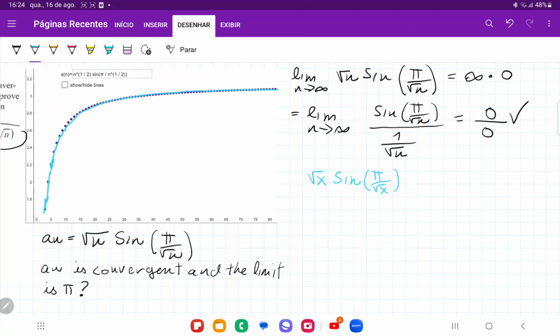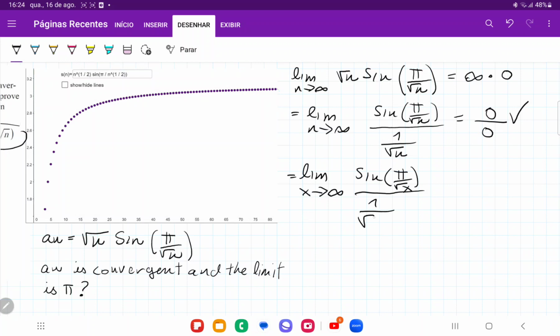So we can see here that if we express this as a function, the limit is going to be the same, right? Because it's going to the same place. The function and the sequence have the same behavior, except that the sequence is made of dots and the function is continuous. And so what we're going to do here is find this limit using the function. So we're going to say this is the limit as x approaches infinity, now working with it being continuous, of sine of pi over root x over 1 over root x.